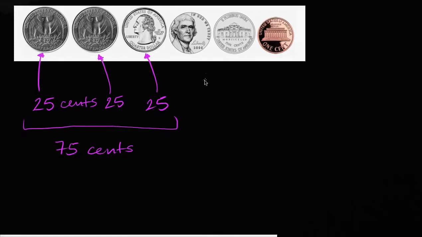We have this nickel. This is a nickel right over here. That represents 5 cents. And then we have another nickel here. It looks different, but it's just the other side. This is the head side. This is the tail side. So this is also another 5 cents. And so these 2 nickels, if you add them together, they are going to represent 10 cents.